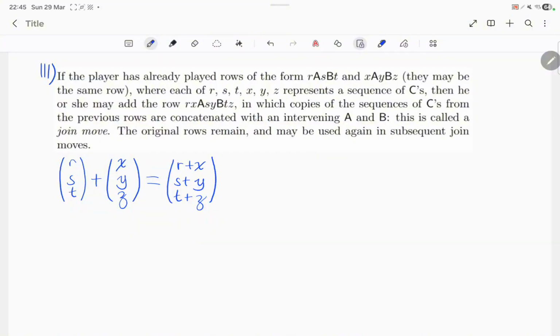Now, let's move on to part 3. Firstly, before we move on to part 3, I'd like to look at this particular rule here, the join move. This allows us to take a row, which will denote RST, and a row XYZ, and we get a row R plus X, S plus Y, T plus Z out. This is suspiciously similar to vector addition, and this says that we can essentially solve the rest of this question using linear algebra.